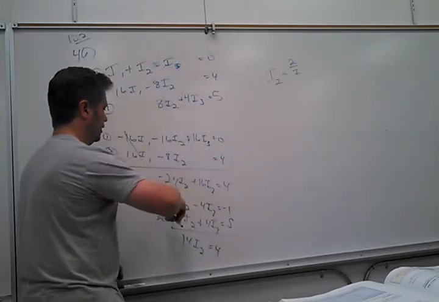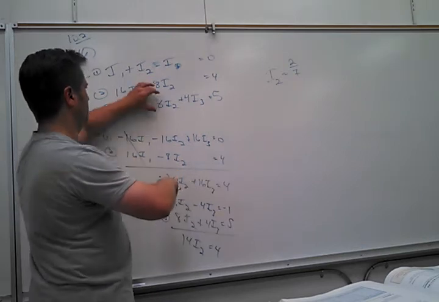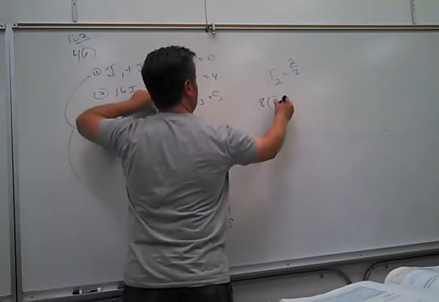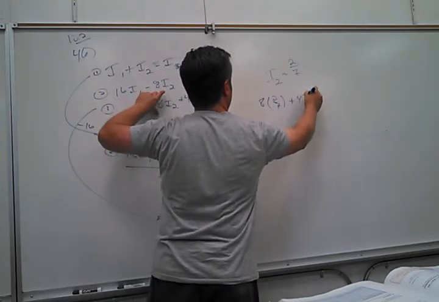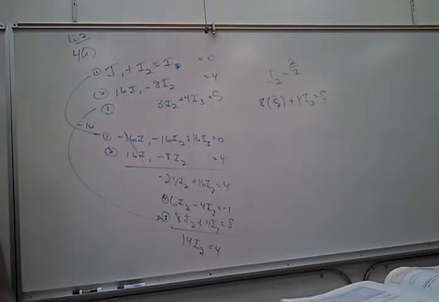So let's see what we get for I3. I got I2. Where did I go? Equation 3 here. So if you do this now, 8 times I2. Yeah, I got I2. It's 2/7, I think. Good. Plus 4 I3. If you solve that, you should get that 19 over 28.